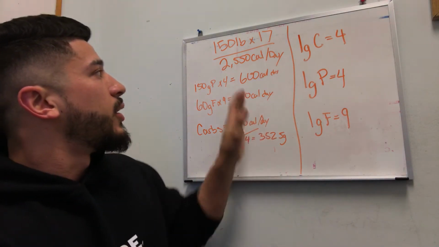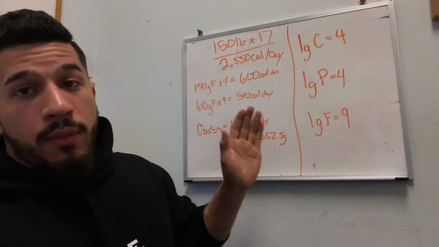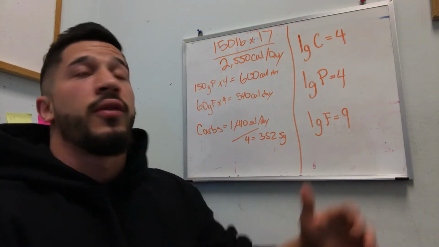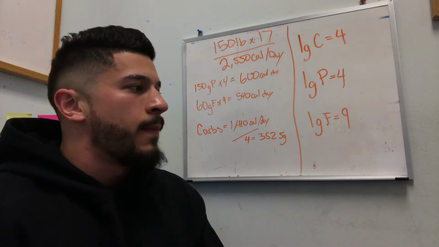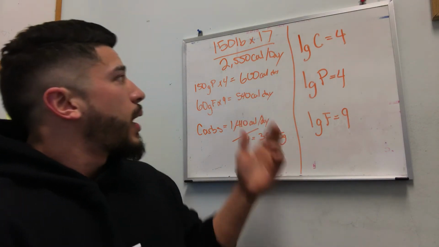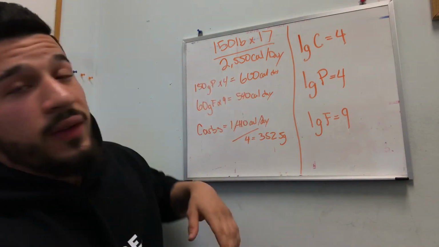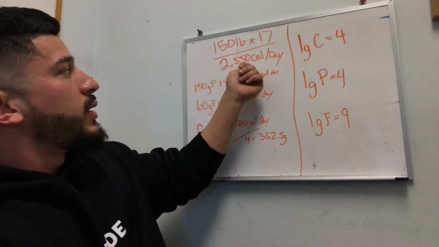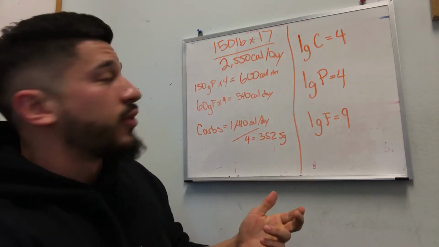So let's say we get here, right? I'm maintaining my weight. Everything's on point. Great. I'm still 150, but he wants to be 145 for whatever reason. So how are we going to go about losing weight? Well, now that we know 2,550 calories a day is maintaining 150, anything that we take away from here is going to put him in a deficit.